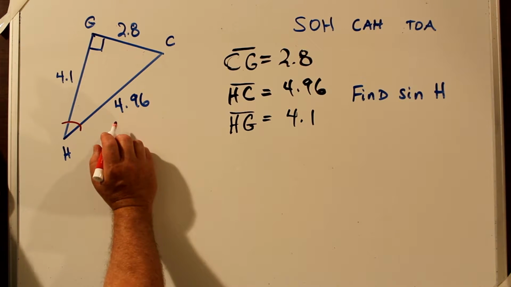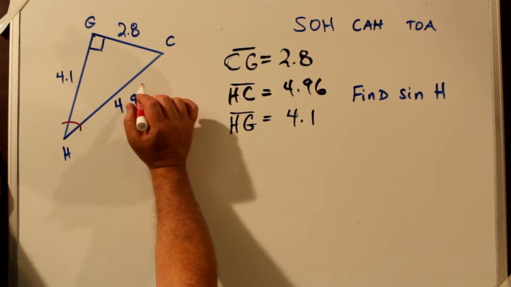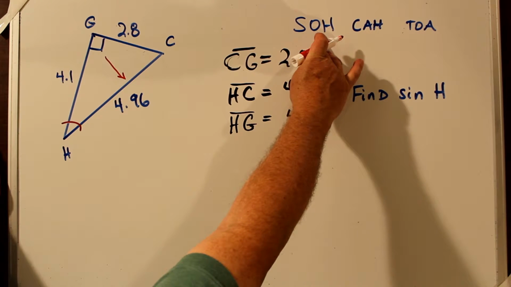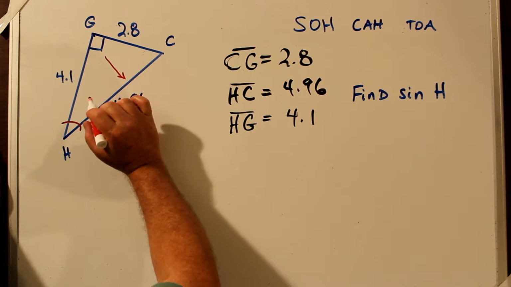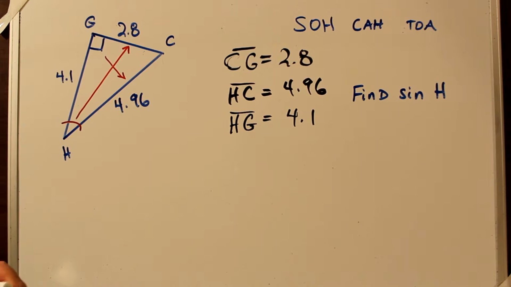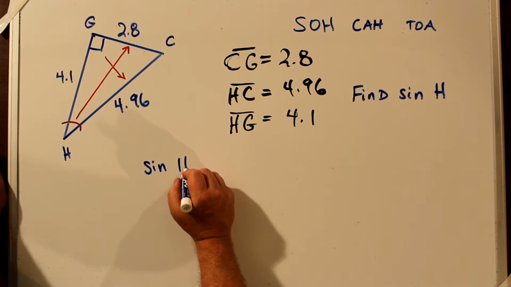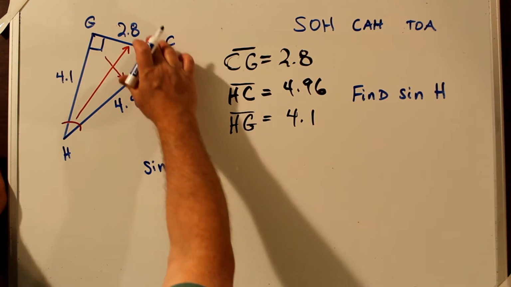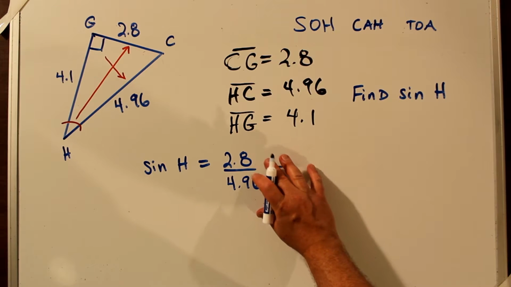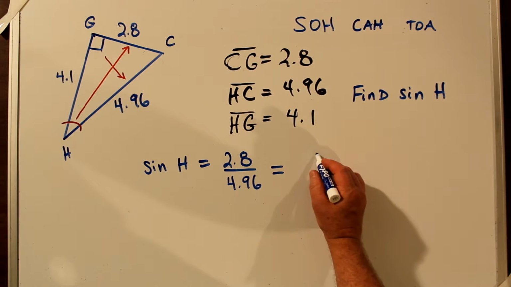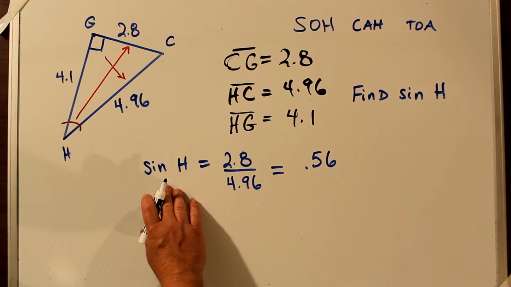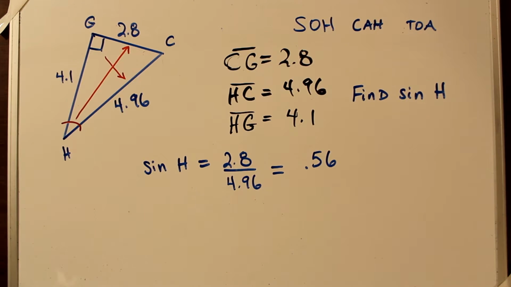Angle H is here. The side that's opposite the right angle is the hypotenuse, 4.96, and the sine is the opposite side over the hypotenuse, so the side that's opposite angle H is this one, 2.8. Given that information, let's write our equation. Sine of angle H equals the opposite 2.8 over the hypotenuse, 4.96. And if we divide 2.8 by 4.96, rounded to two decimal places, it is 0.56. And that's our answer. Sine H is 0.56.